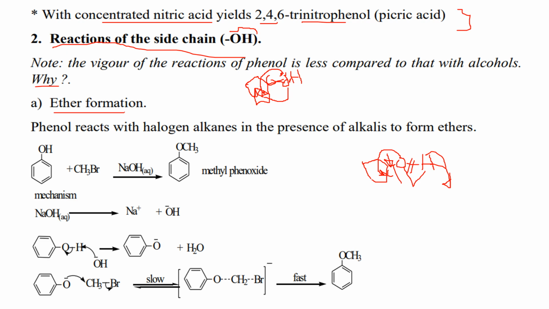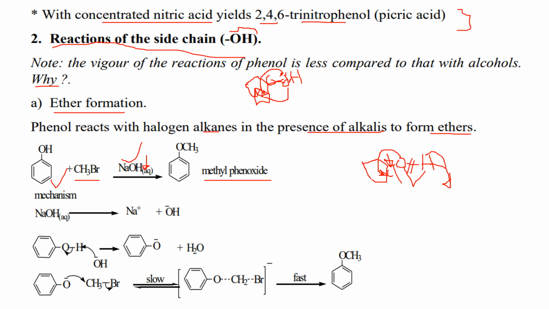Now that's a good general example for that. Now let's look at the reactions. So we're saying that phenol reacts with halogen alkanes in presence of alkalis to form ethers. For example, we're having bromomethane here reacting with phenol in presence of sodium hydroxide. Whenever I use sodium hydroxide, we always give it a state. Mostly we use it in aqueous. And then we are going to be forming methyl phenoxide.